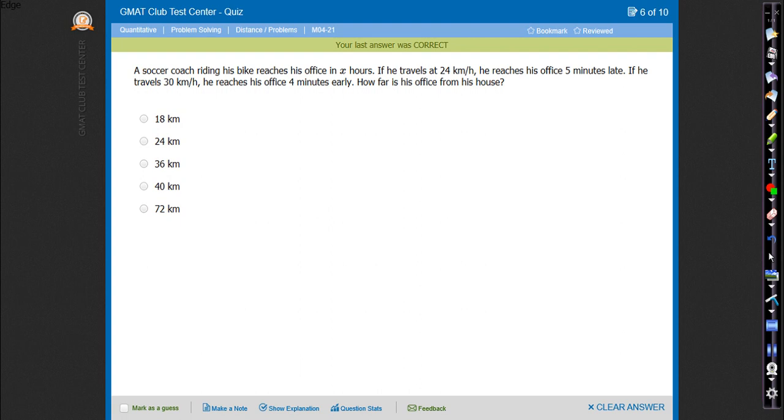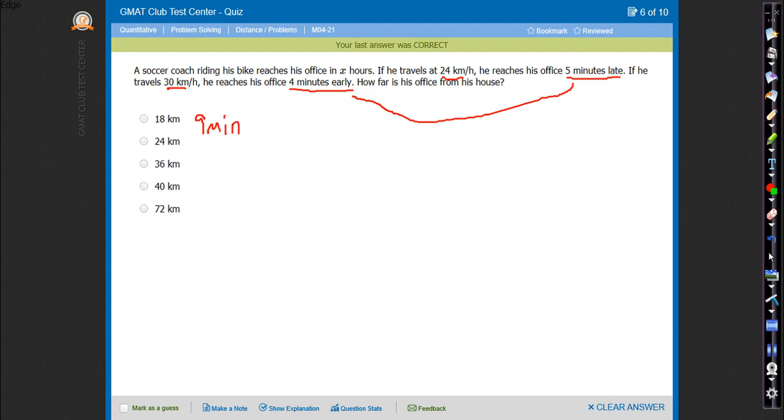What I notice is that we've got one speed and he arrives late, and another speed and he arrives early. This is something that the GMAT does to try to make the information more confusing. But really what they're telling us is that the difference between the two arrival times is 9 minutes, 5 plus 4 minutes, right? If you add up these two, you have a difference of 9 minutes.